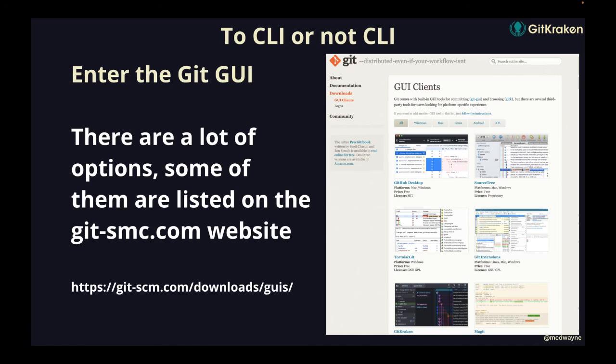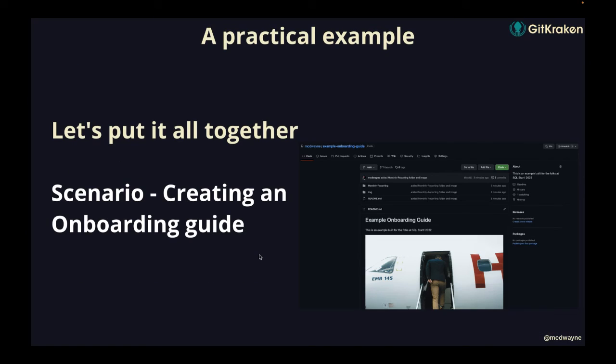But there are a lot of GUI clients, is my point. There's a lot of different options out there, depending on what operating system you're on, depending on how you want to work. The best canonical list, not approved, but vetted by someone on the Git project, is at gitscm.com/download/GUIs, and there's a bunch of options you can walk through there. I have a personal favorite, but find the one that's right for you.